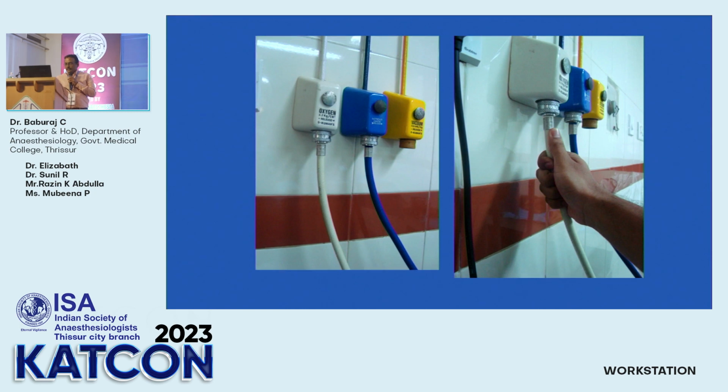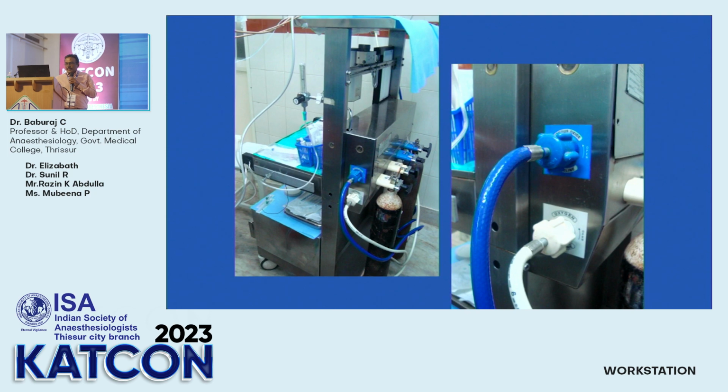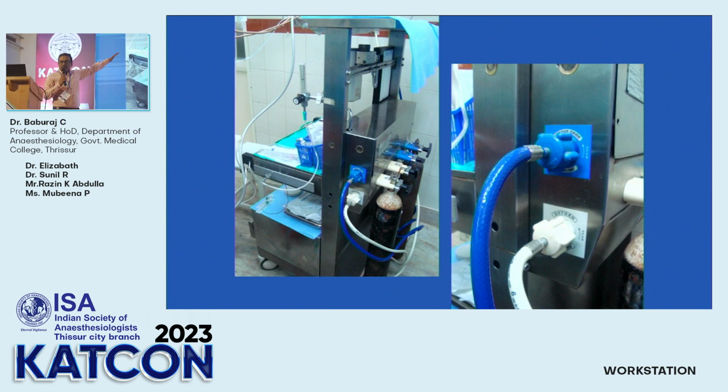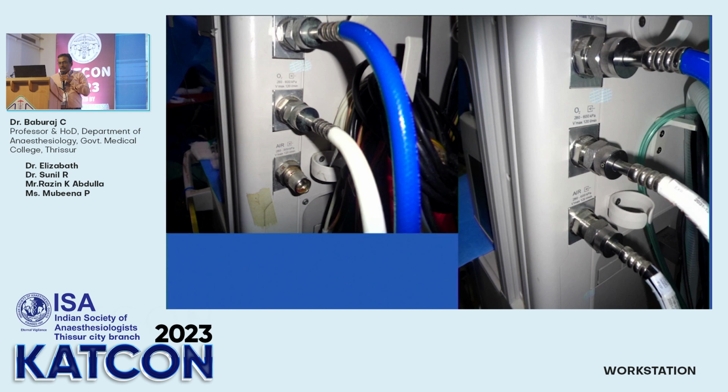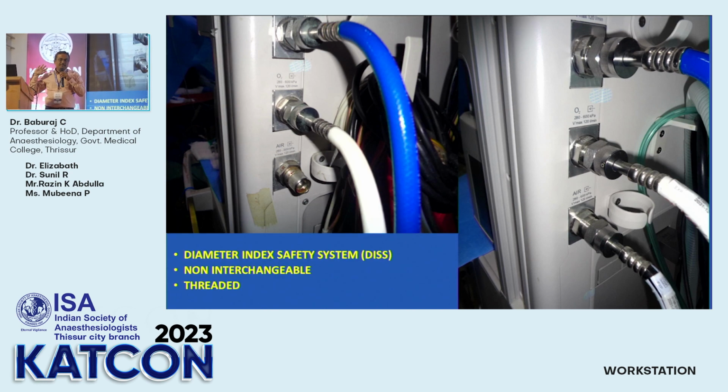And usually these are the modern terminal units. They are a little different. Usually there will be a collar. I think Sunil will be showing that also. And when you trace the tube that comes from that Schrader unit, it reaches the machine, and there you can see it is the DISS, diameter index safety system.